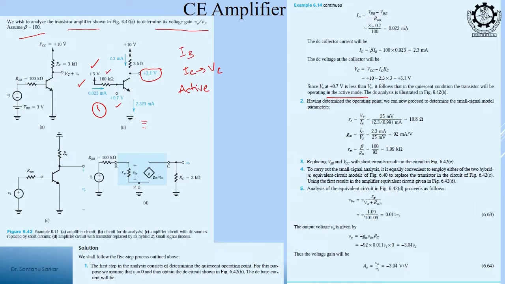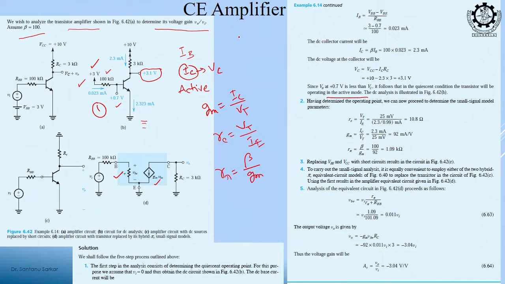To do that, we need to find out certain values. What are the values? GM. GM is equal to IC by VT. IC we have already calculated, so we can calculate GM. Next is RE. RE is equal to VT by IE. And what is R pi? Beta by GM.